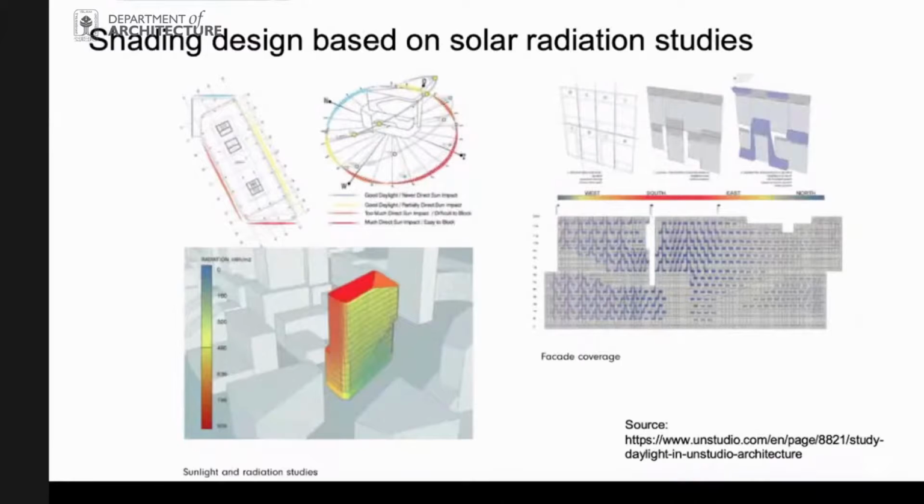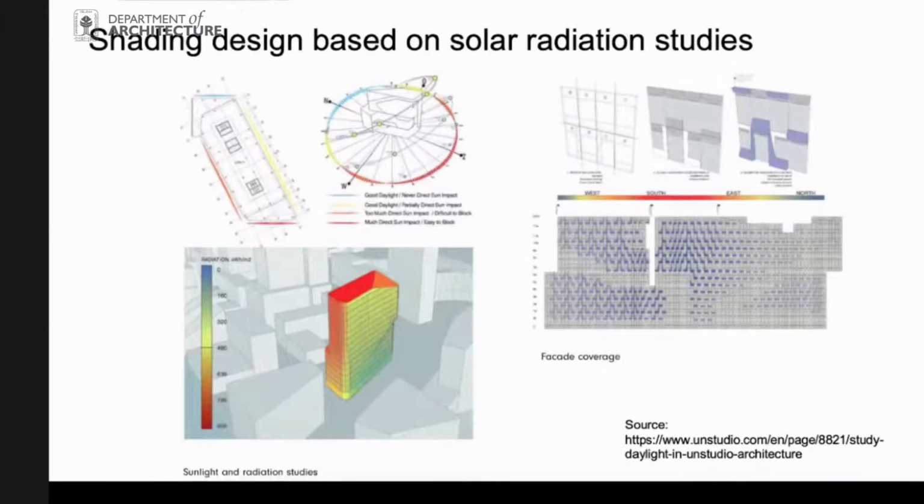We can also use this kind of solar radiation studies in our building envelope to put the right position of the shading. So we don't need to put the shading over the whole building envelope, but we can just select it based on the solar radiation studies. The one that gets too much solar radiation, we can put shading on it, but in the area which has less solar radiation, we can remove the shading from that area.